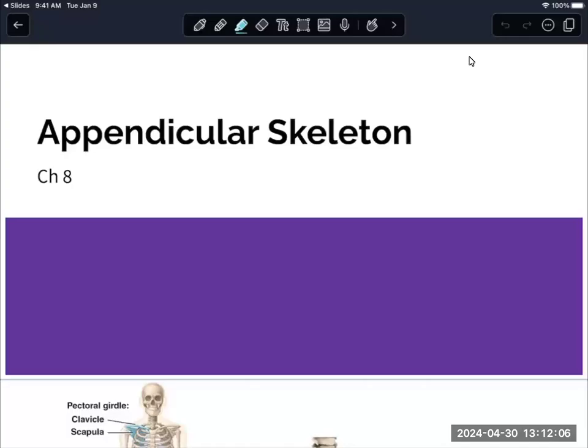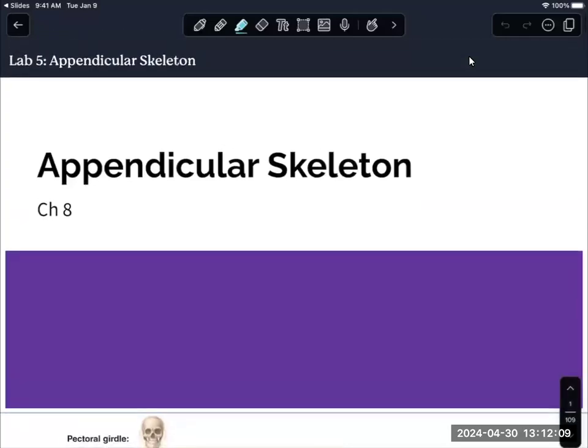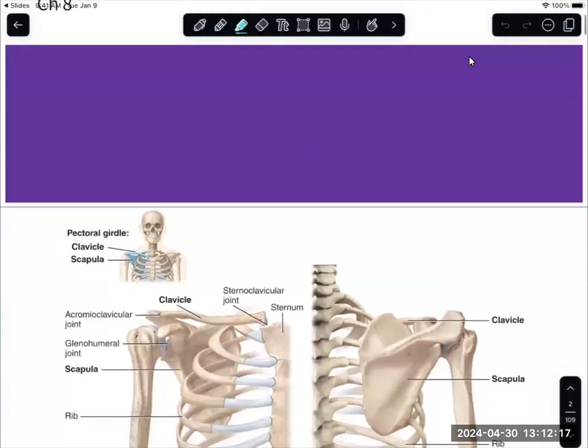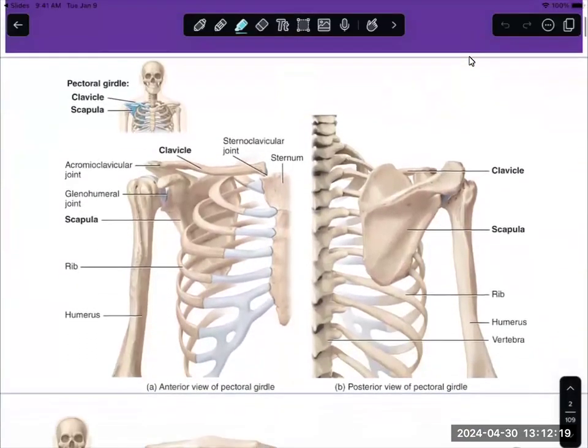Hello, and welcome to Lab 5, which is Chapter 8 in your textbook. This is the appendicular skeleton. The appendicular skeleton includes your arms, your legs, and everything that holds your arms and your legs to your trunk.